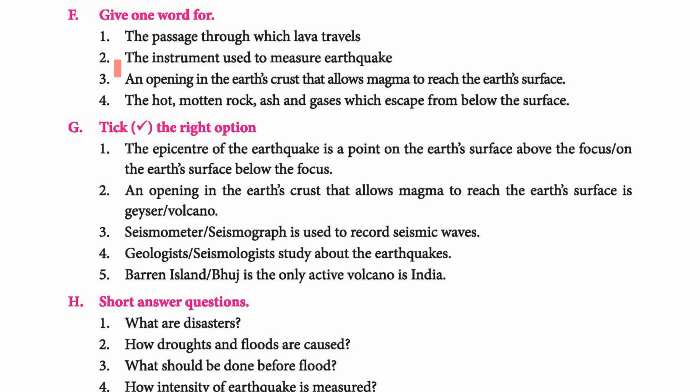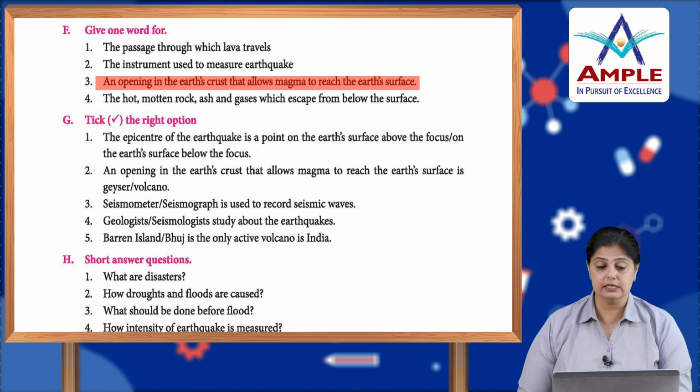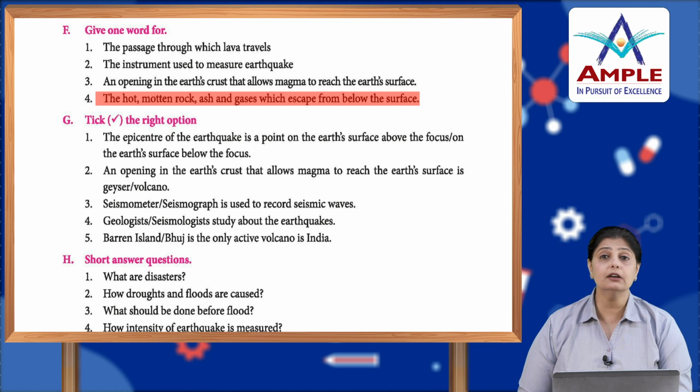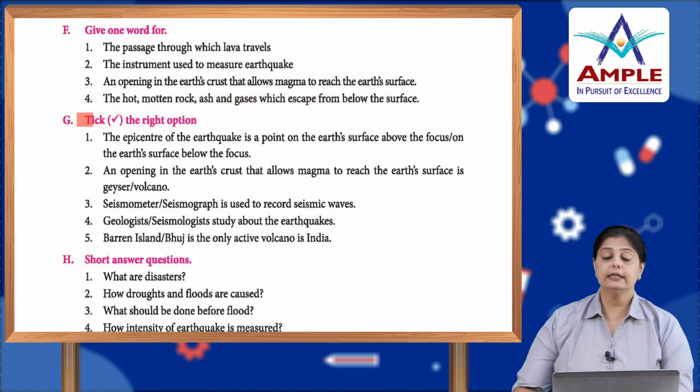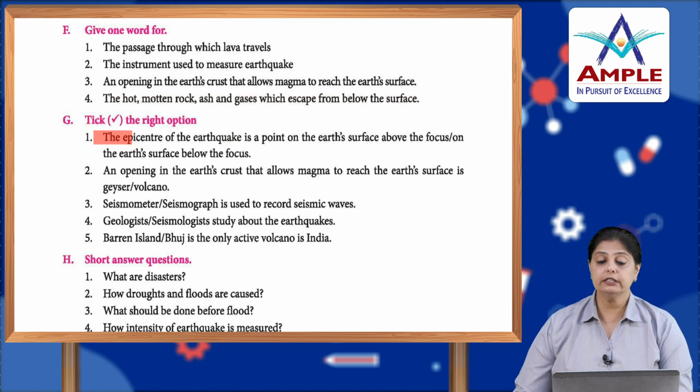The instrument used to measure earthquake is the seismograph. An opening in the earth's crust that allows magma to reach the earth's surface, again it's a vent. The hot molten rock, ash and gases which escape from below the surface are known as the magma. Okay? Take the right option. The epicenter of the earthquake is a point on the earth's surface above the focus or on the earth's surface below the focus. It is below the focus.